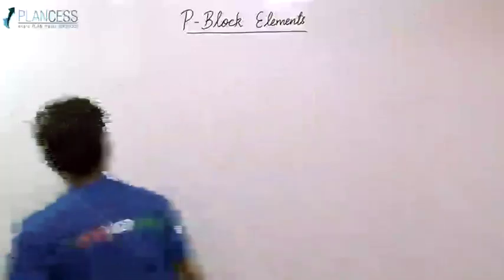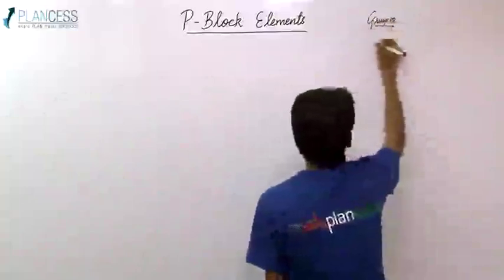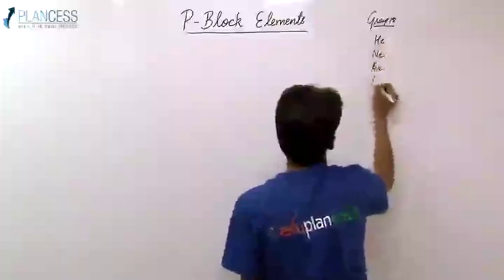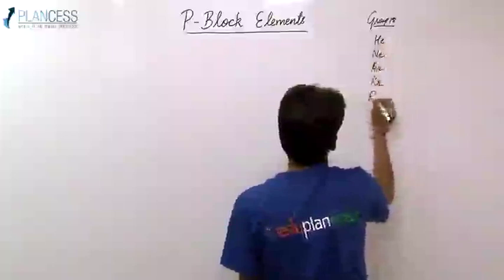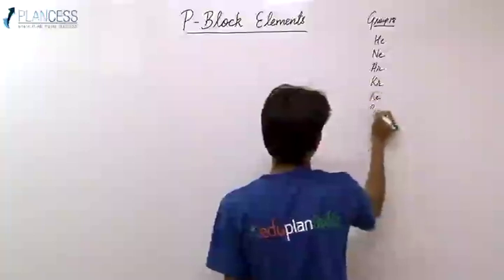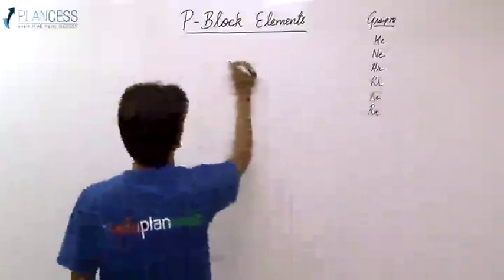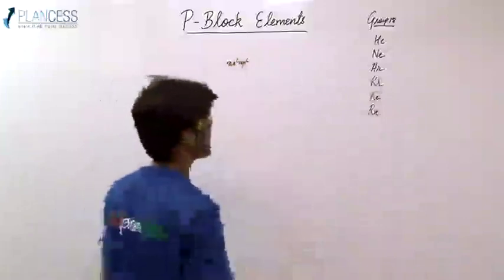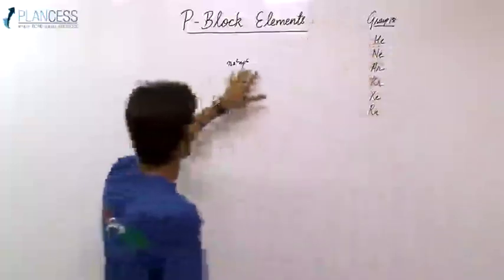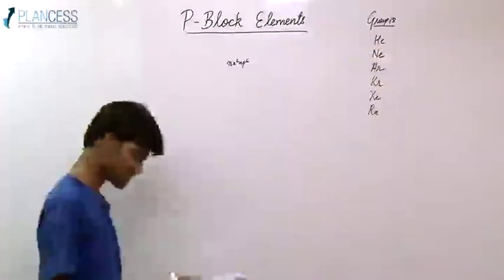So talking about group 18, it is helium, neon, argon, krypton, I think xenon and then radon, I don't remember completely, but I think this is the order, and it has the configuration of ns2np6. Their atomic radii are the largest in their respective periods. ns2np6, complete octet, not very reactive, in fact the least reactive.